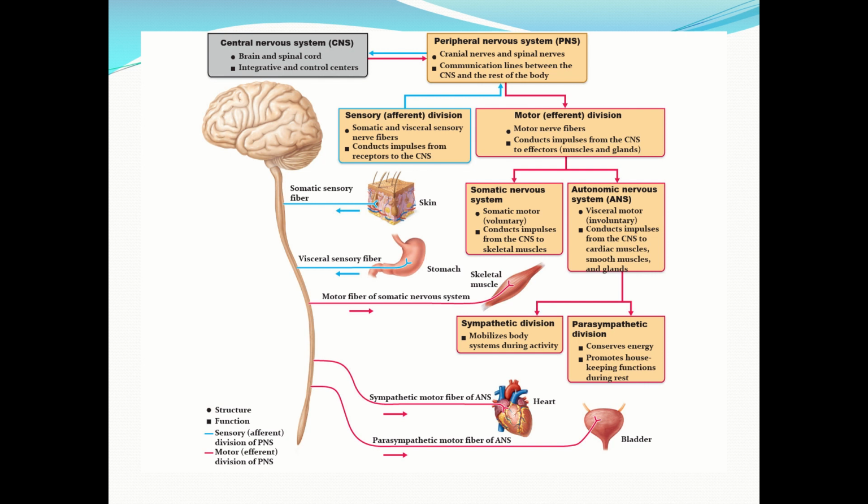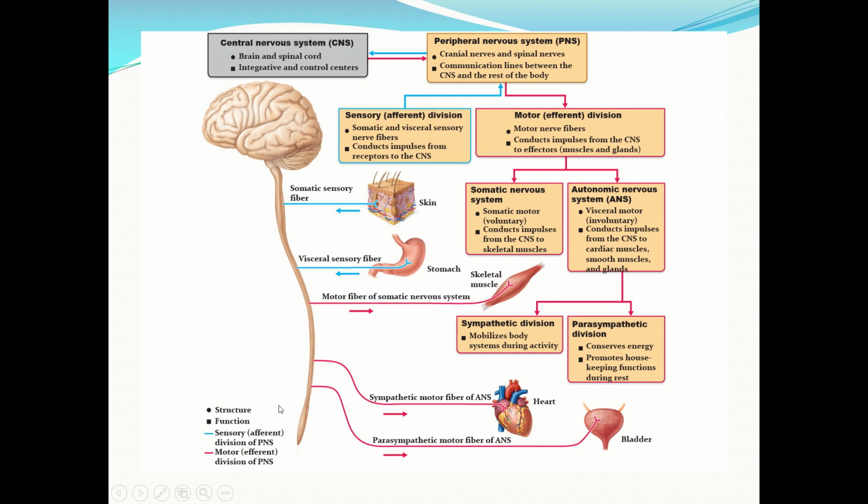All right, so with the autonomic nervous system, that's further divided into the sympathetic and parasympathetic divisions. The sympathetic division is that famous fight or flight, and so it mobilizes the body systems during activity. And the parasympathetic division is resting and digesting. It's conserving energy and promoting housekeeping functions during rest.